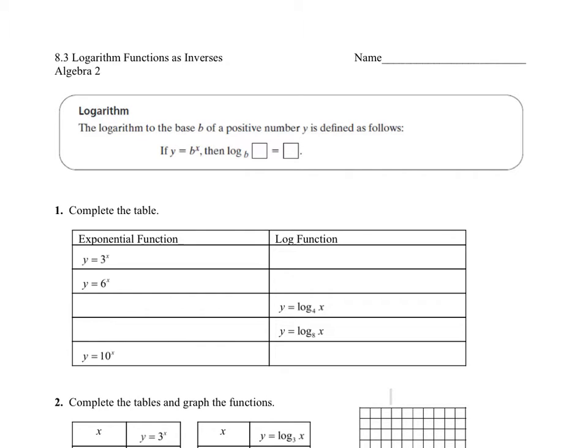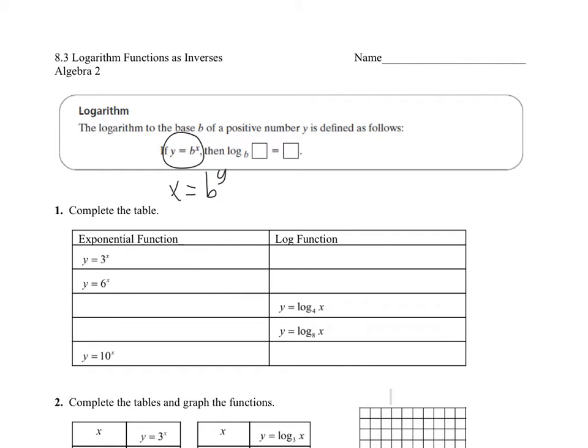A logarithmic function is an inverse of an exponential function. So remember, when you have an exponential function, if you're trying to find the inverse of a function, what you do is you replace the x with y and y with x, and then you solve for y. So if you were to solve for y, what would you do? So the new definition is we would actually write this as a logarithm.